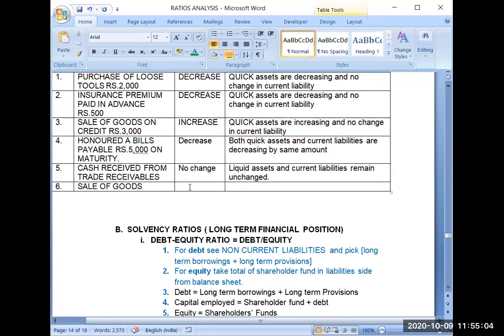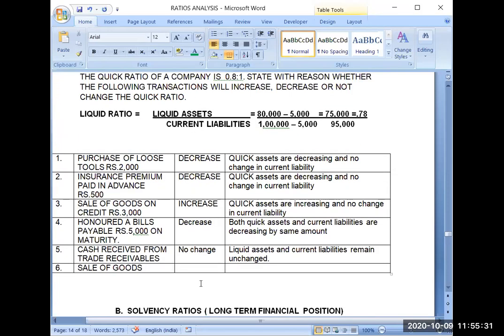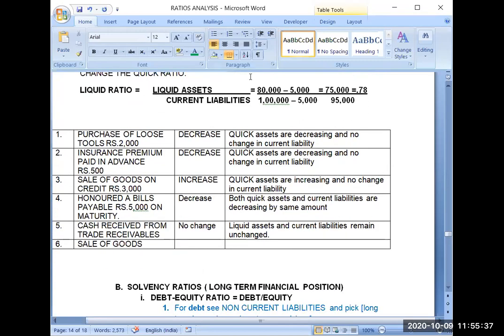Now next point is sale of goods. So sale of goods entry will be cash account debit to sales account. Now when you are doing this entry, cash account debit to sales account, your cash is increasing and that means your liquid asset is increasing. But if your goods are going out, means your stock is reducing. Your stock is reducing, but that stock is not part of your liquid assets. So that's why your liquid assets will increase. And due to the factor that only numerator is increasing, no effect is there on current liabilities. That's why this ratio will increase.